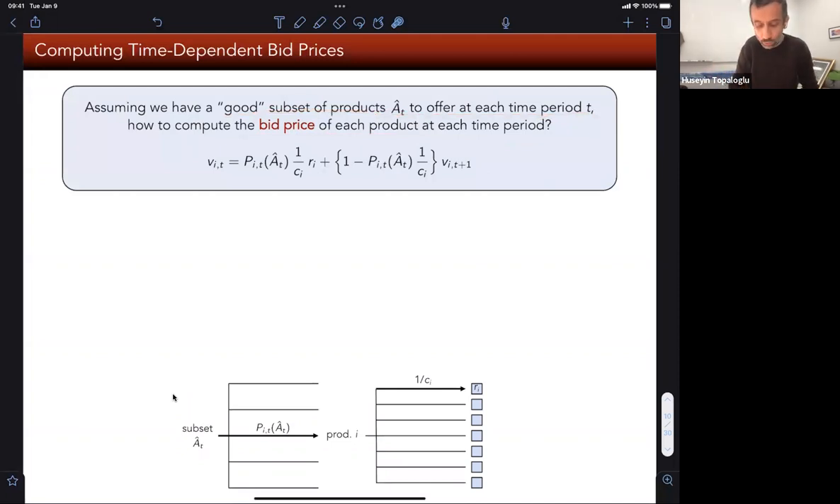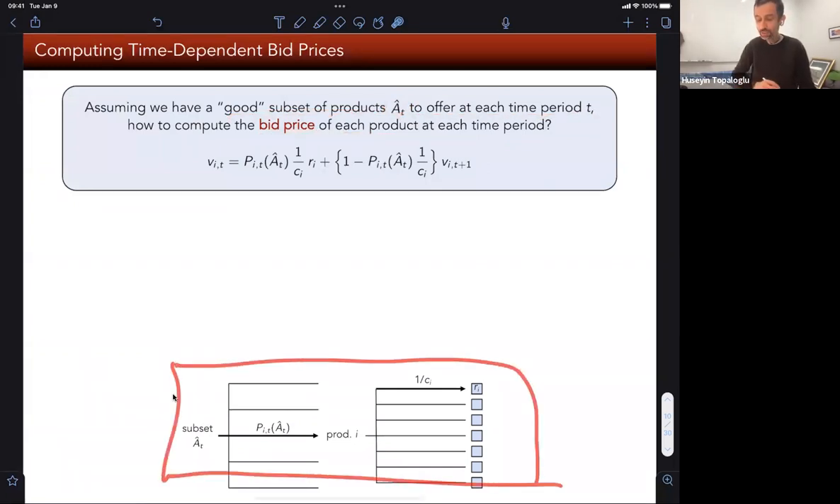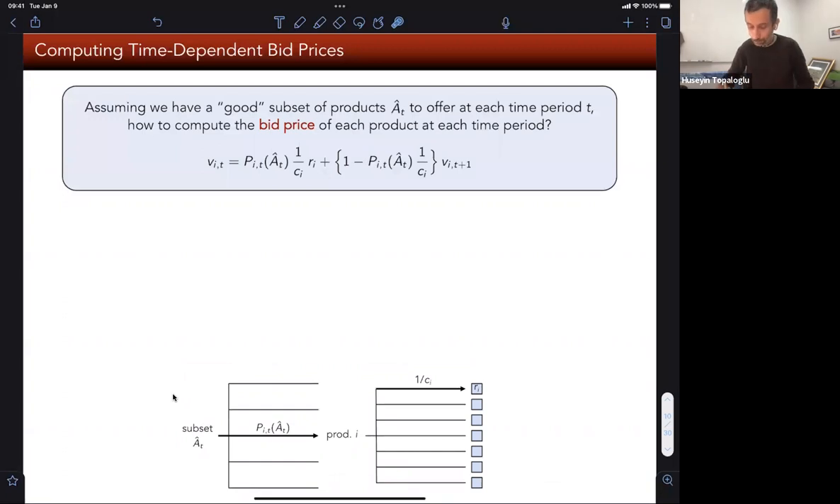So that's the first question we're asking. Somebody gives me a good assortment to offer A hat T at each time period T. How can I compute the value of a unit of each product I at time period T? So that's the first question, okay? And let me start with a cartoon here. And then we're going to write that cartoon in mathematical notation. Okay, here's my cartoon. I have CI units of product I. Here they are. Let's focus on one of those units.